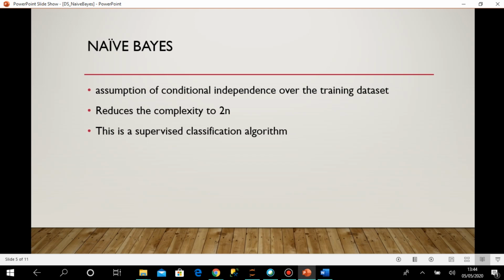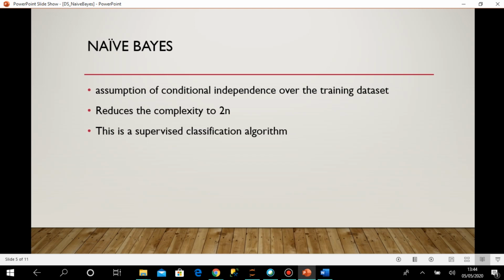Now we come to the actual algorithm, naive Bayes. I told you that the naive Bayes algorithm is based on this Bayes theorem only. But that is the problem with Bayes theorem, because if there are n number of features, then you have to consider so many possible combinations of parameters to calculate the possible outcome.